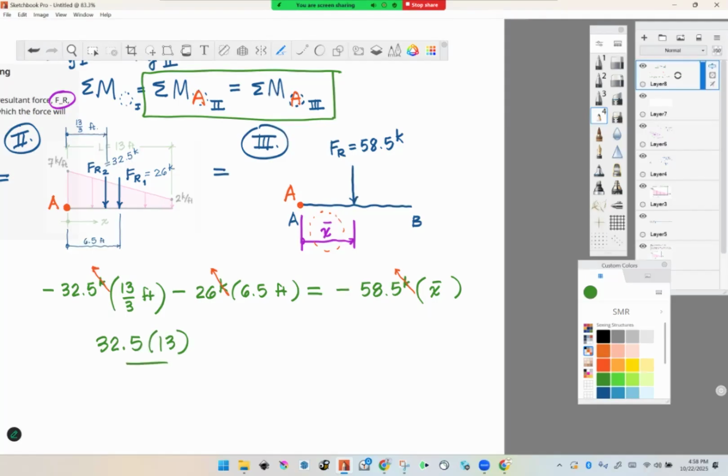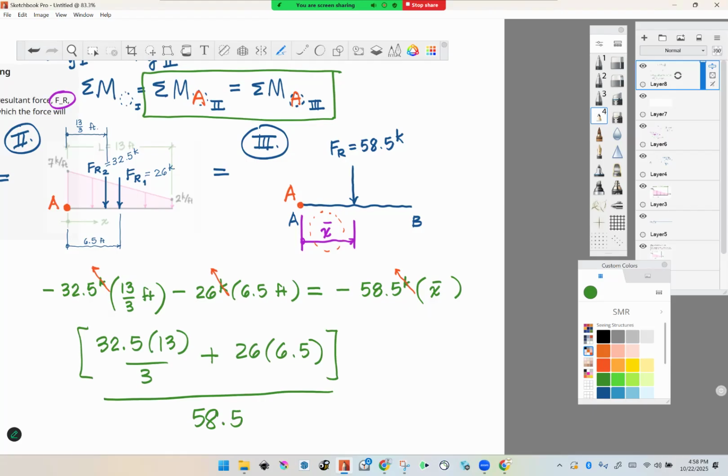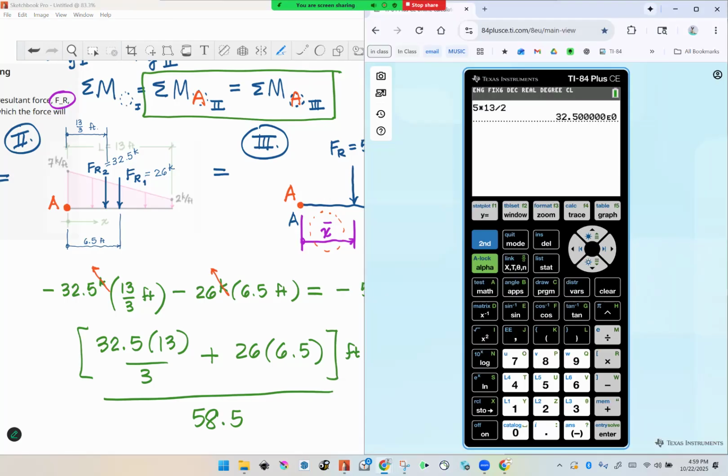32.5 times 13 divided by 3 plus 26 times 6.5 equals, all of that divided by 58.5. About 5, and this is going to be feet, equals x bar. Let me double check that since I'm doing the math live and prone to mistakes. Okay, that makes sense. All right, let's find the calculator and punch it through.